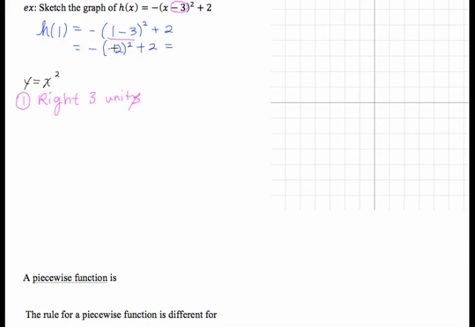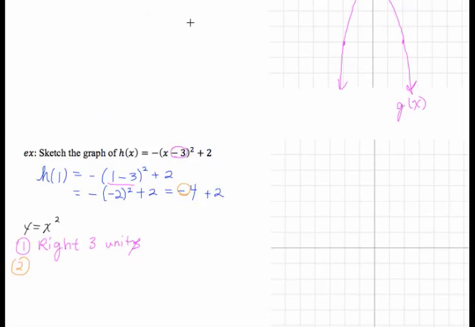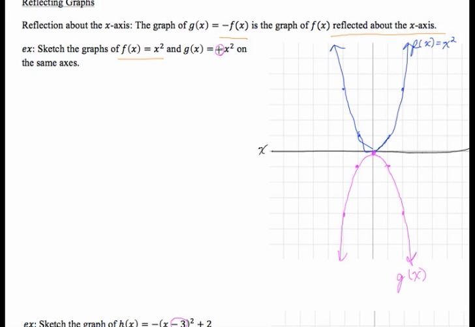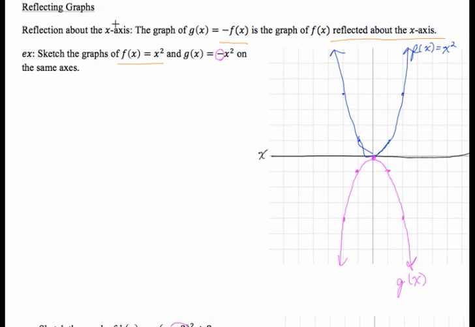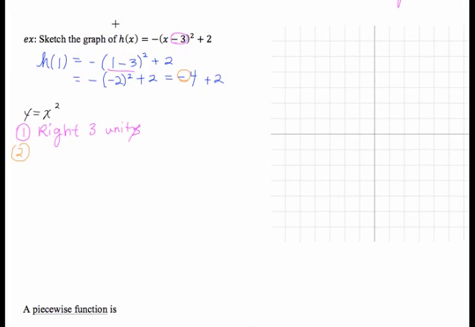But then the next thing you do is you multiply by that negative right there. So next we handle the negative. That negative being out in front of the square is like this. It's out in front of the whole thing. Therefore, it's going to reflect the graph over the x-axis. So that's going to reflect it over the x-axis.